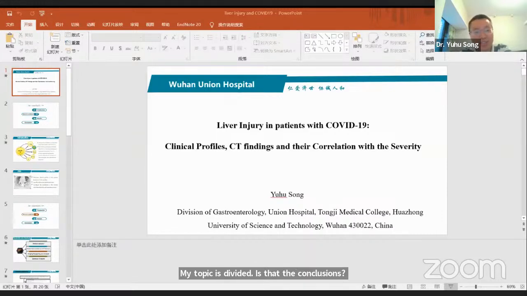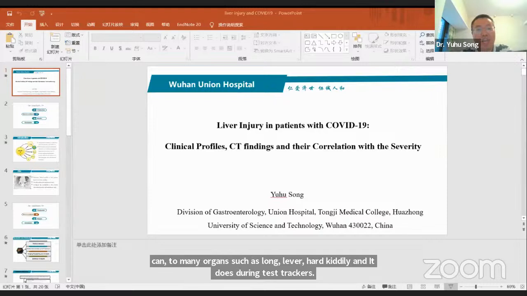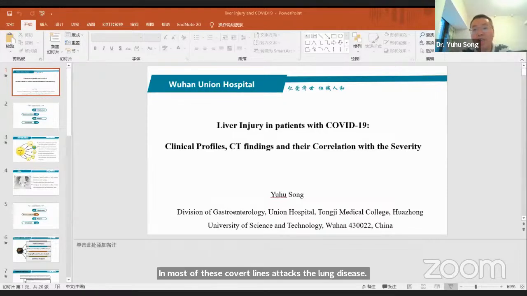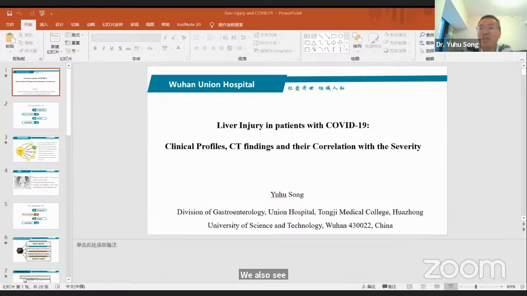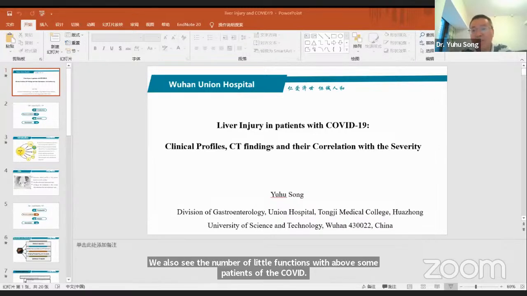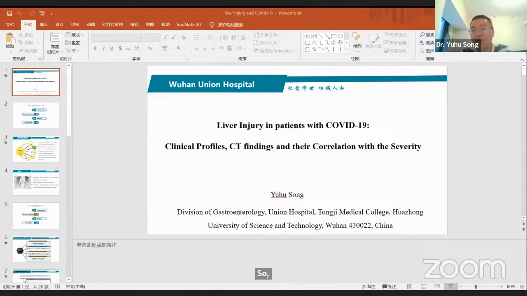First, we talk about introductions. COVID virus can damage many organs, such as lung, liver, heart, kidney, and gastrointestinal tracts. In most cases, the COVID virus attacks the lung. We also see abnormal liver functions observed in some patients with COVID-19. The liver biopsy of patients with COVID-19 shows hepatocyte degeneration, focal necrosis, moderate microvascular steatosis, infiltration of leukocytes into lobular portal areas, and sinusoidal congestion.